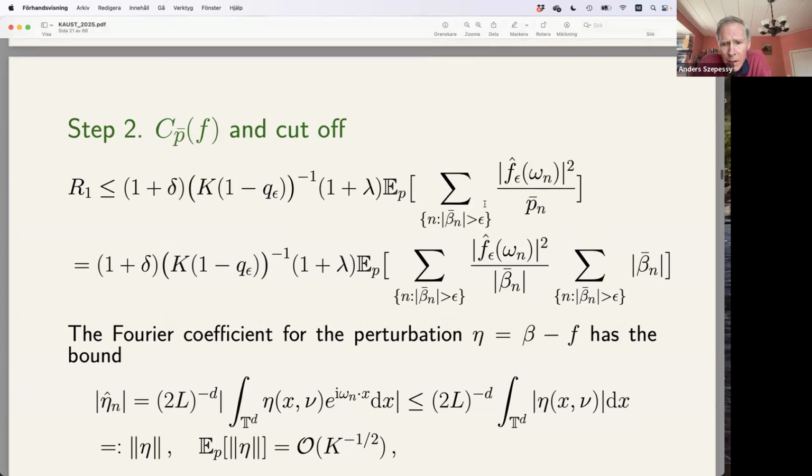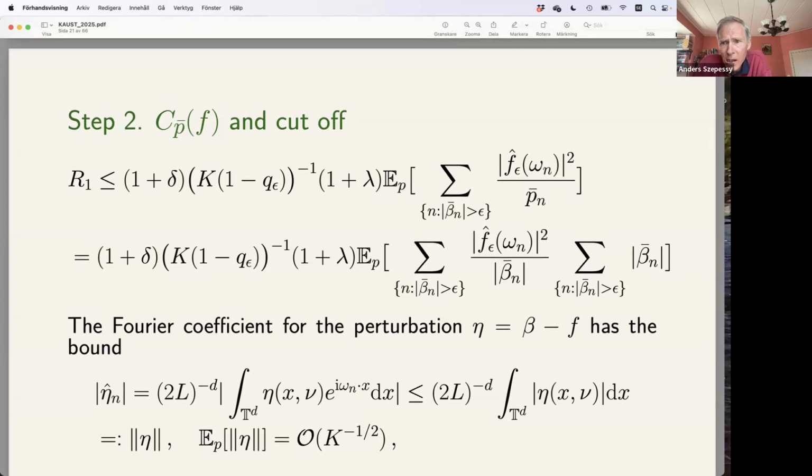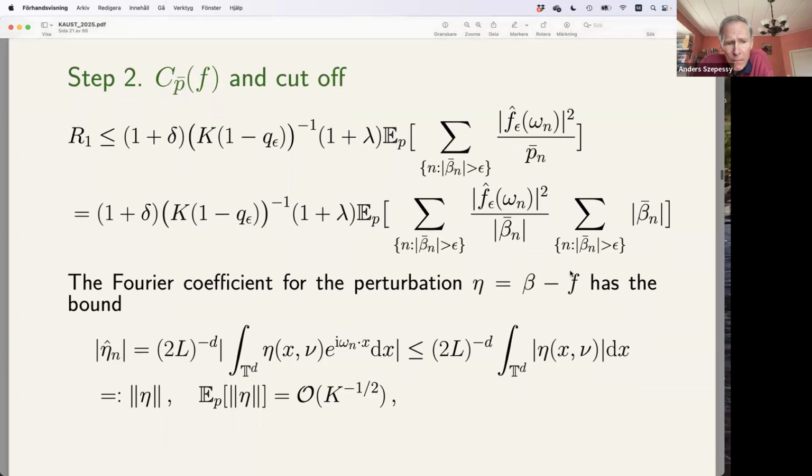Then what we see here is actually nothing has happened. We have just plugged in the density p bar. This is beta bar divided by the sum of beta bar, and so we have just replaced here what p bar is. It is this density.